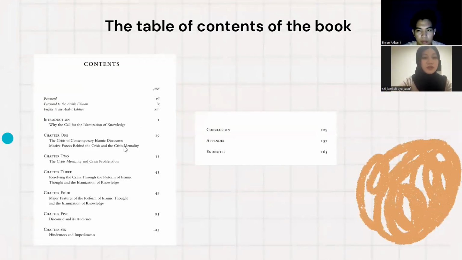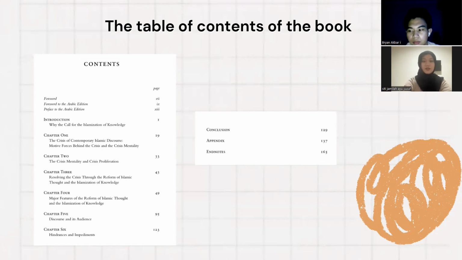For the table of contents of this book, the first chapter identifies the causes of the crisis in modern Islamic discourse and analyzes why the crisis occurred. The second studies more deeply the crisis of mentality and its broad impact on various aspects of Islamic discussion.